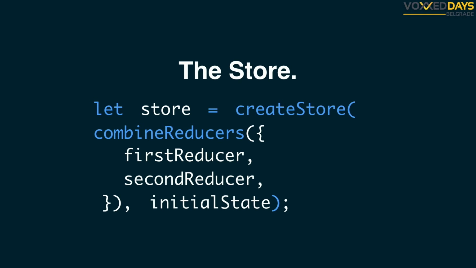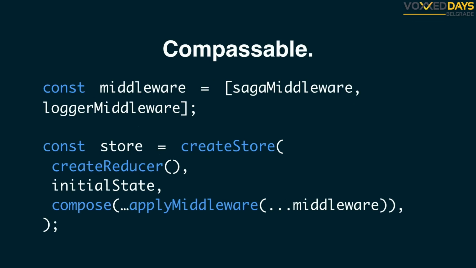All right, well, what about middleware? I want a logger middleware that shows me all the actions. I want something for my async operations. How do I inject that into the store? Well, really easy. We can use compose and applyMiddleware. It's another argument that we can pass to createStore.